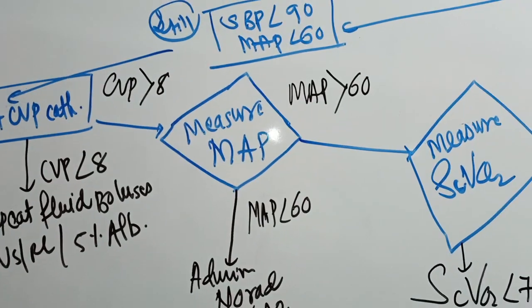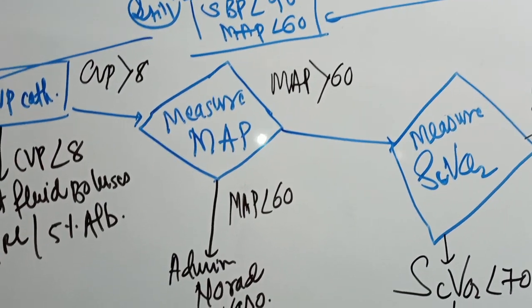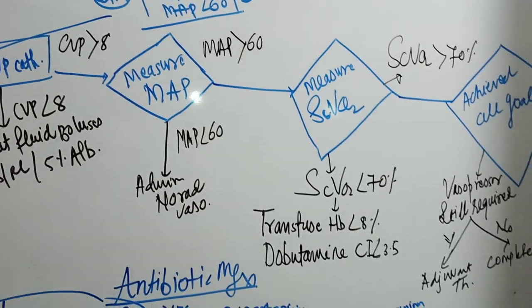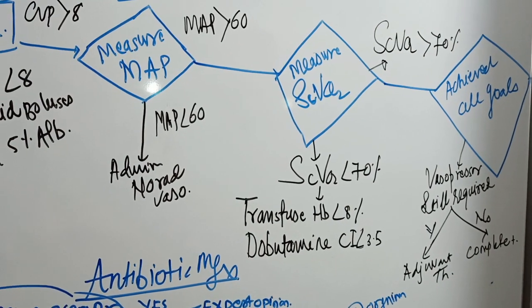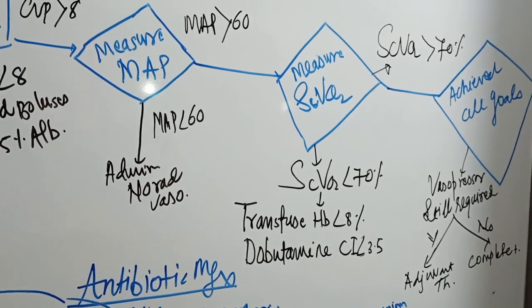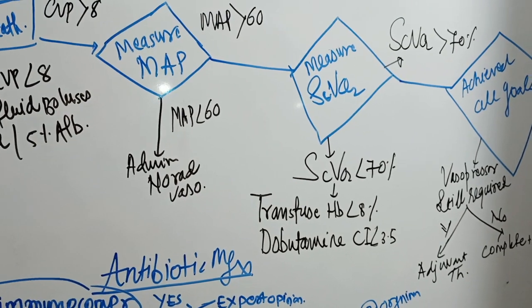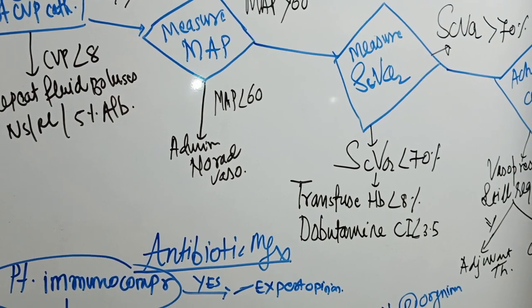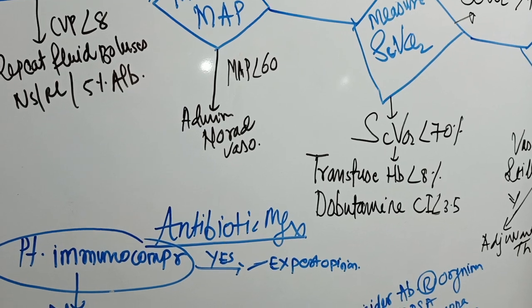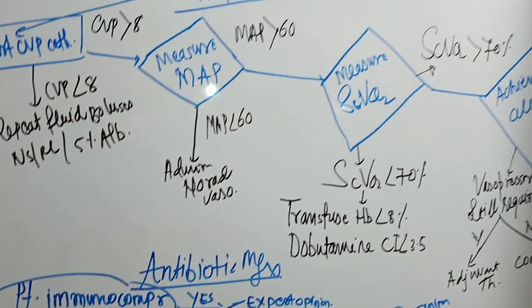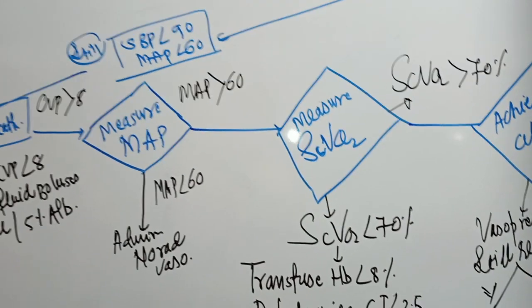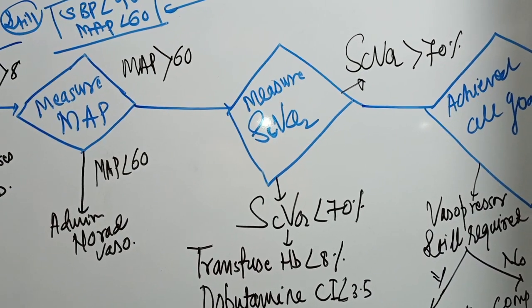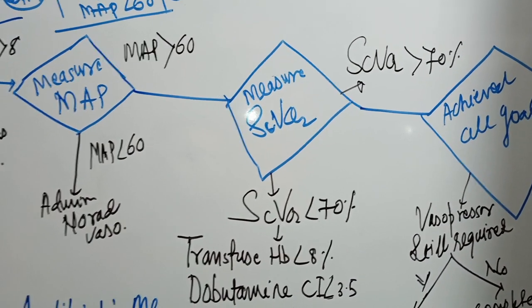If CVP is more than 8, we will measure mean arterial pressure. Now there are two conditions: mean arterial pressure more than 60, and mean arterial pressure less than 60. If mean arterial pressure is less than 60 millimeters of mercury, what will we do? We will give noradrenaline or vasopressin. If mean arterial pressure is more than 60, what will you do? We will measure central venous oxygen saturation.